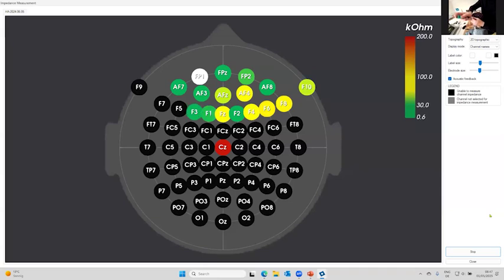Now, as we are preparing electrode by electrode, you can see that the measurement is appearing with some delay, which is normal. So it takes a few seconds from the moment that you inject the gel up to the moment that you see the measurement.